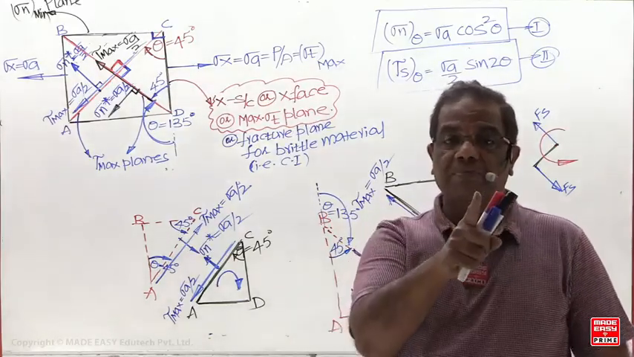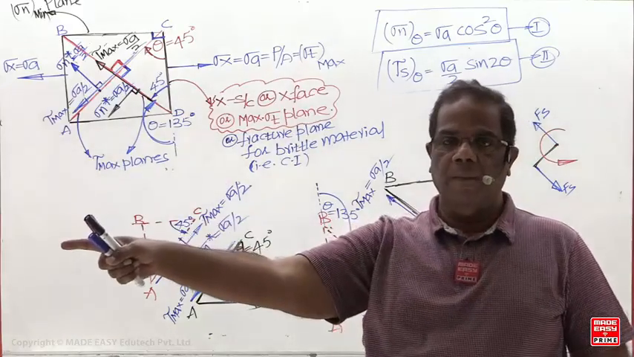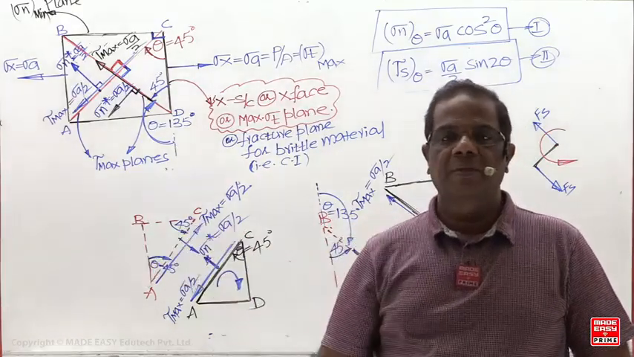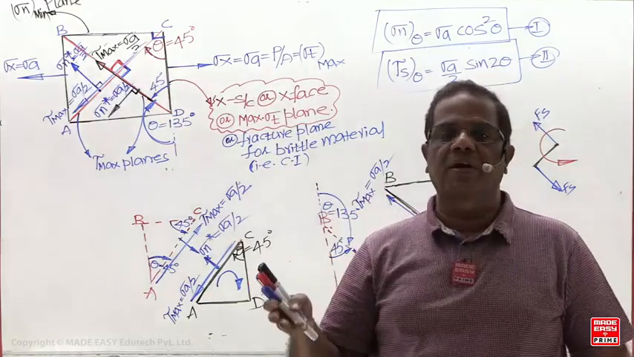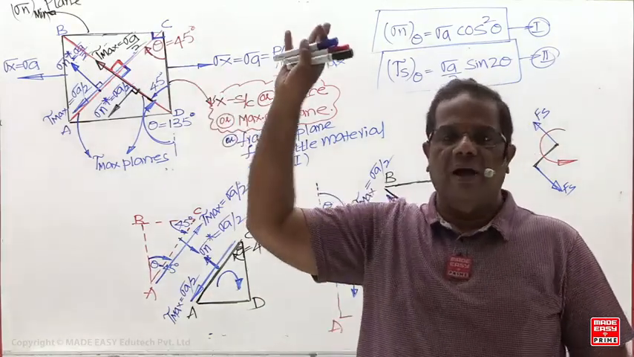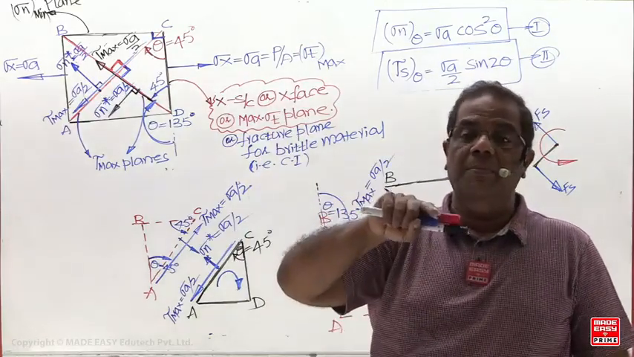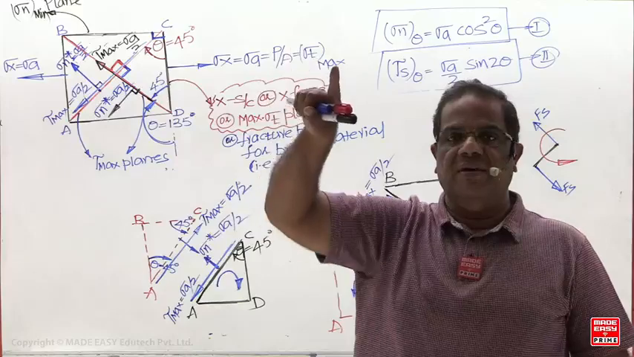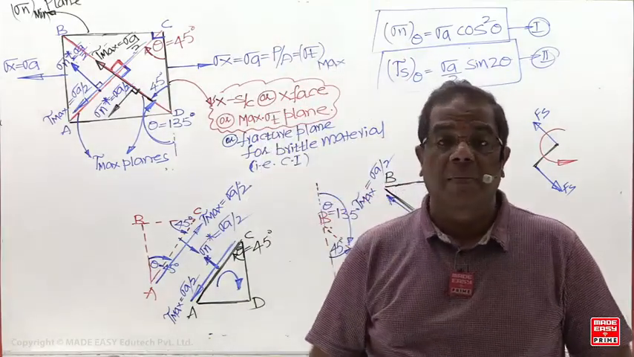Whenever normal stress becomes either maximum or minimum, shear stress is 0, and vice versa. Vice versa means what? When shear stress is 0, normal stress is always going to be maximum or minimum. That is, whenever shear stress is 0, normal stress is going to be either maximum or minimum.